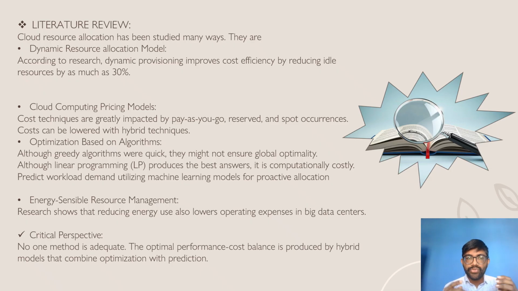When it comes to the next one, optimization-based algorithms, we have to use some algorithms to decrease the cost. Linear programming is one of the best answers. Cost is reduced by predicting the workload and the demand. According to our work, linear programming tells about proactive allocation, which can activate the data with low prices. And the next one is energy-sensitive resource management. This reduces energy for lower operating expenses, like in big data centers.